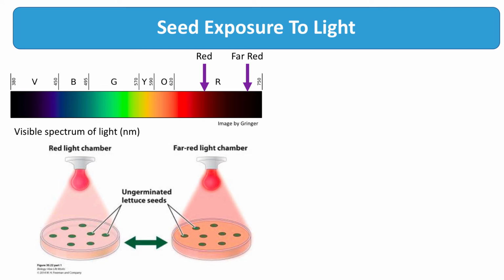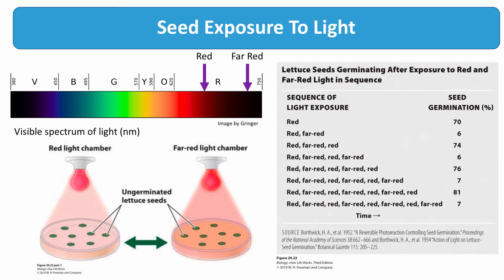Here's a representation of that experiment at the bottom of the slide, while exposure to far red light actually inhibited germination. Now, if we look at this data table, we can see that they also found that it was the order of exposure to the different types of light that was important in determining whether seeds germinated. If the seeds are exposed to just red light, a very high proportion of them germinated.